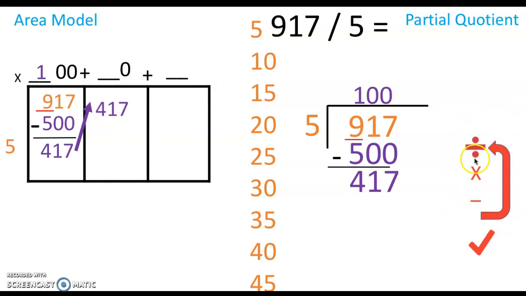Repeat back to division. But we need to figure out what place value we're in. We were just in the hundreds place. So now we're moving on to the tens place. But do we have anything left over from our hundreds place? Yeah, we do. So we need to underline the 4 and the 1.